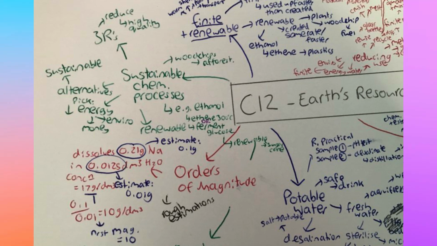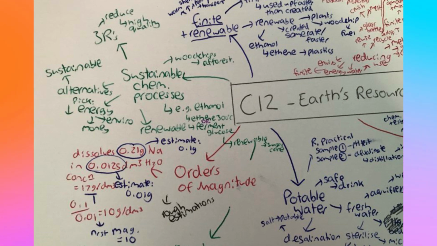And I'm just going to put in here the topic of orders of magnitude, which is essentially rough estimations. We might be asked, for example, we are going to dissolve 0.21 grams of sodium in 0.0125 decimeters cubed of water. Calculate the concentration to the nearest magnitude. So what we do is we estimate our sodium, 0.21, to the nearest order of magnitude. So that's going to bring us to 0.1 grams.